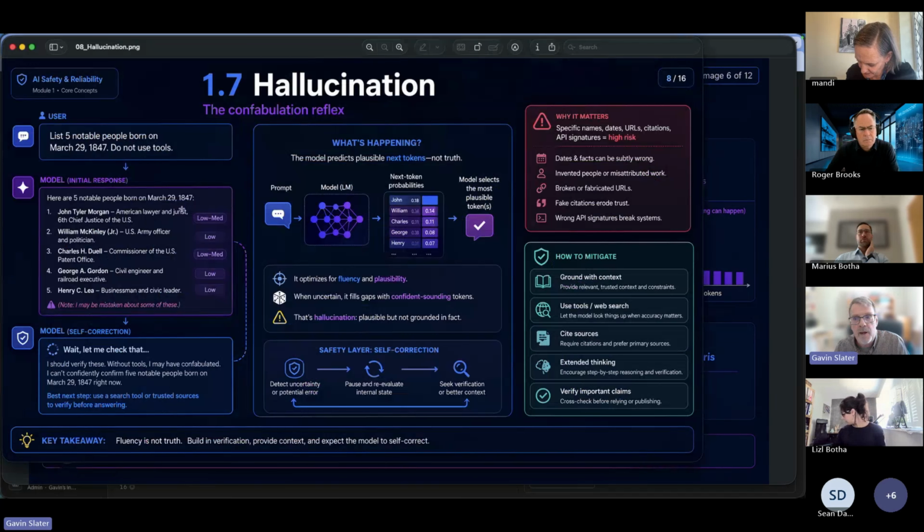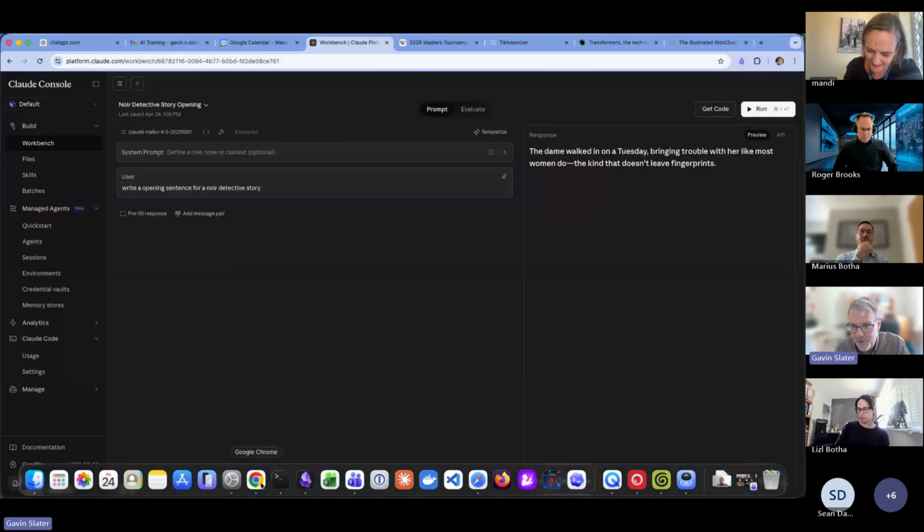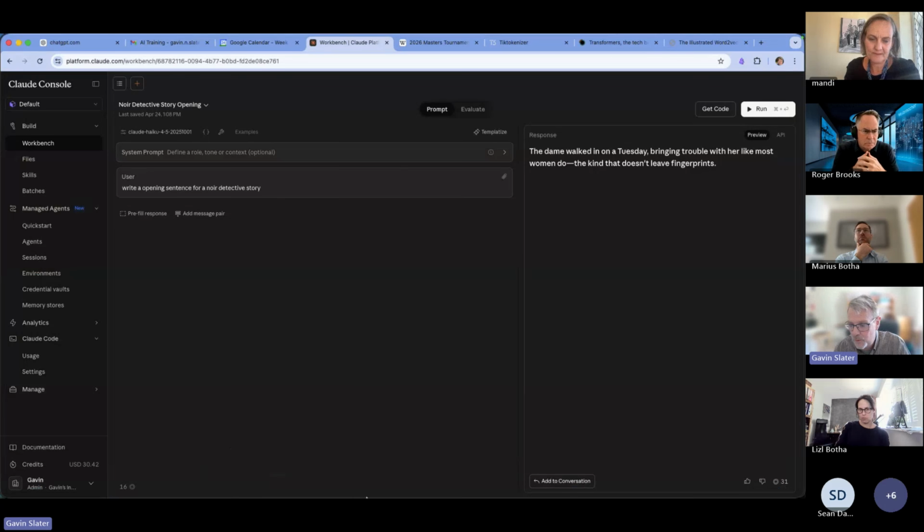I said I was going to pick up on hallucinations. And I said that the model sometimes gets these things wrong. And in fact, I'm going to show you some examples of where I tried to trick the model into coming up with some answers which were wrong.